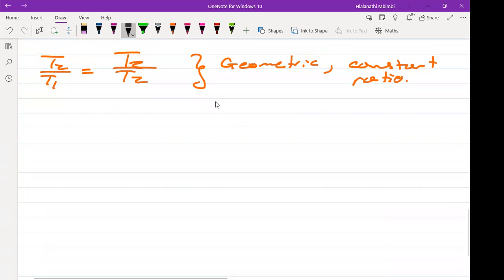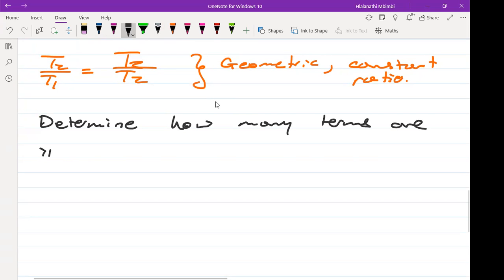Okay, let's pick up another example. Right, so let's say we need to determine how many terms are in the following sequence.